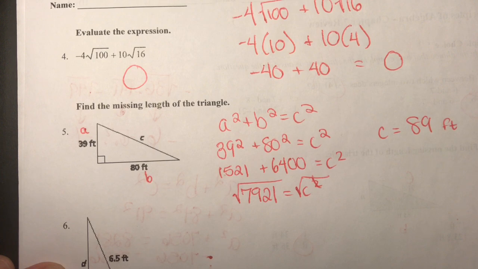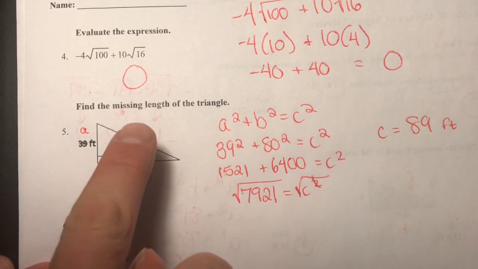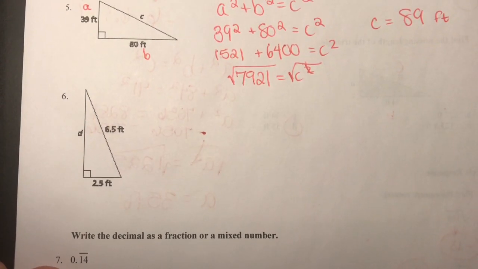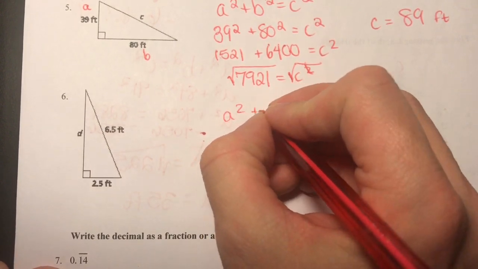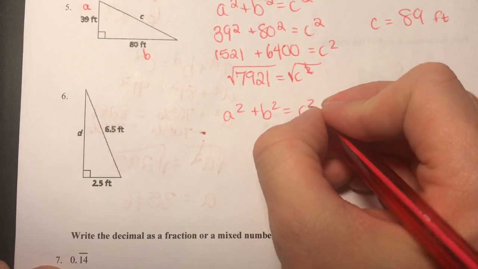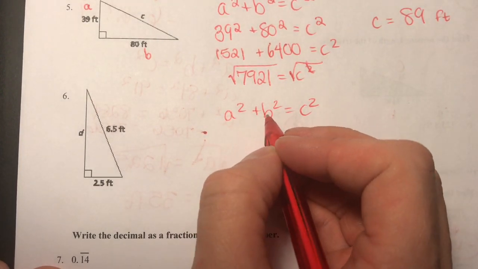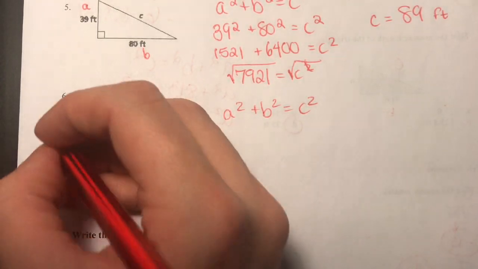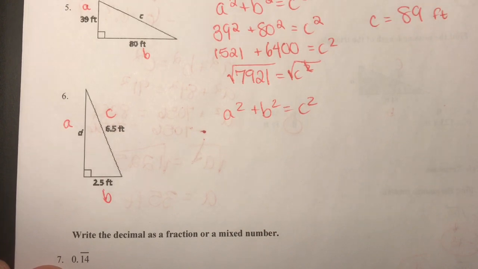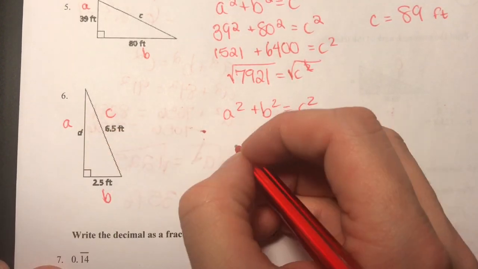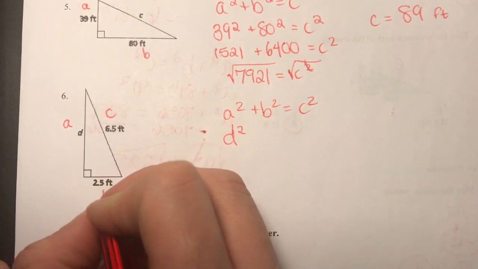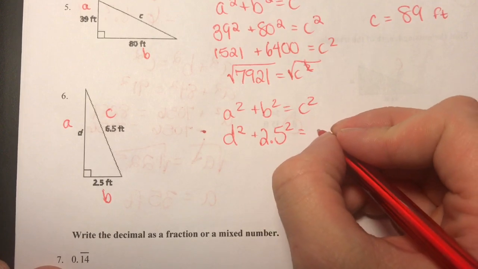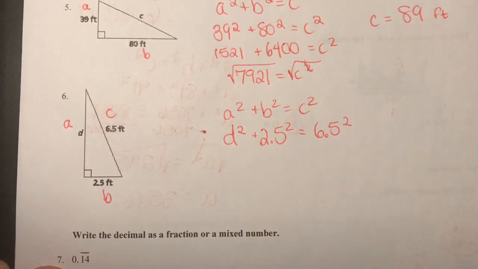With these, I can usually just look at my answer and estimate if it looks right or not. And so I think it looks right. Oh, look. A right triangle. Oh, look, it's missing a side. So I'm going to write the same old thing out. A squared plus B squared equals C squared. C's got to be the longest side. It doesn't matter which one I call A or B as long as C is the longest side. I'm calling A D, so D squared. I'm calling B 2.5, so 2.5 squared. And 6.5 is C squared, so 6.5 squared.